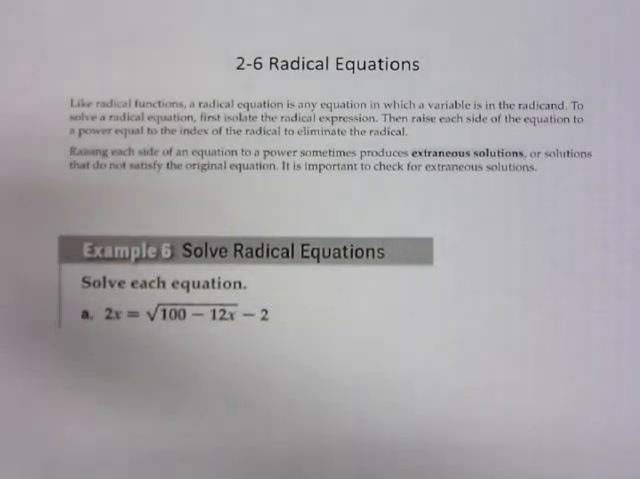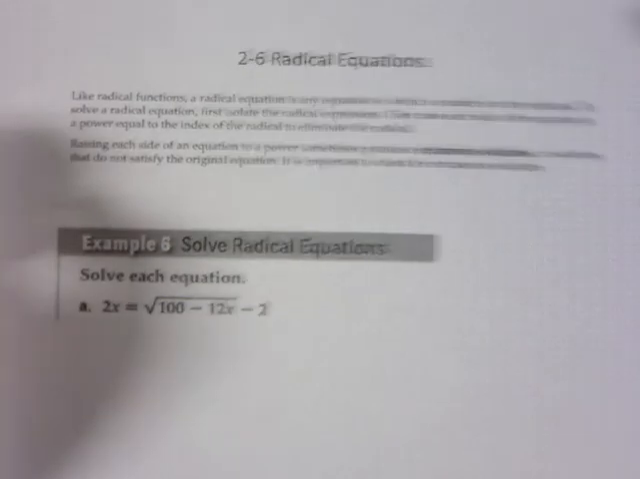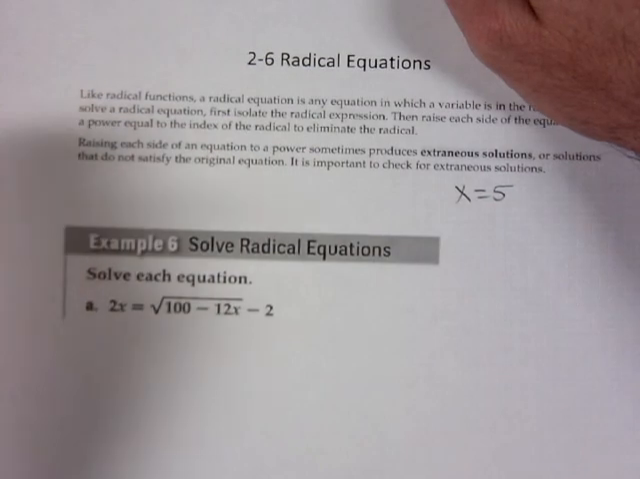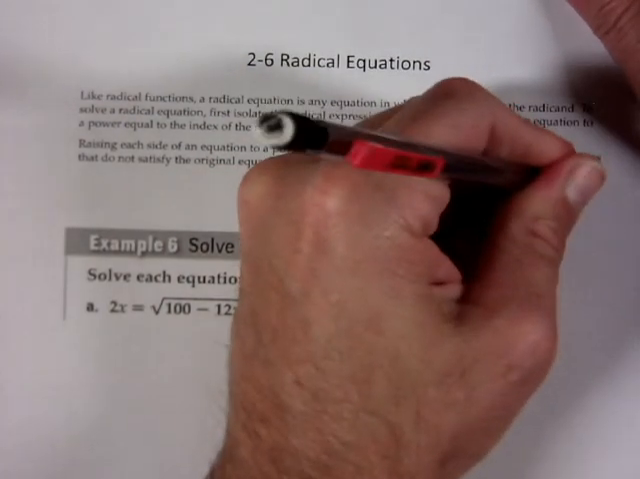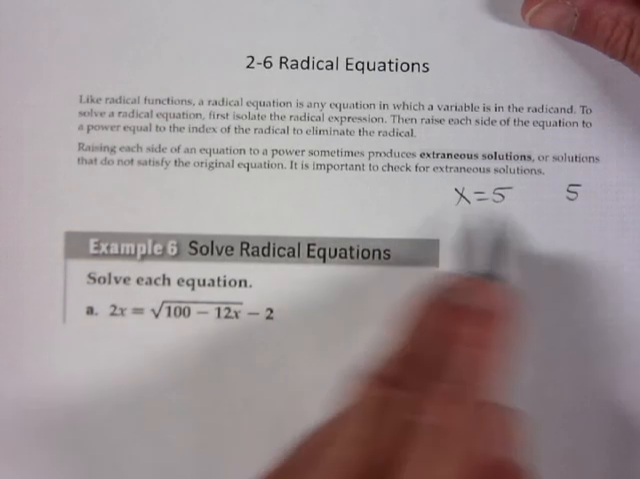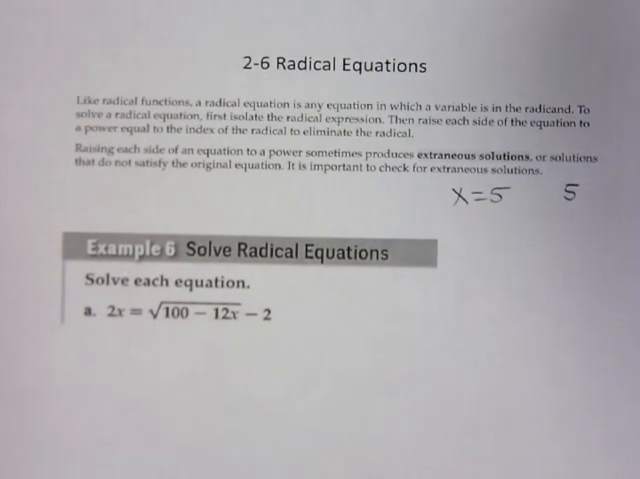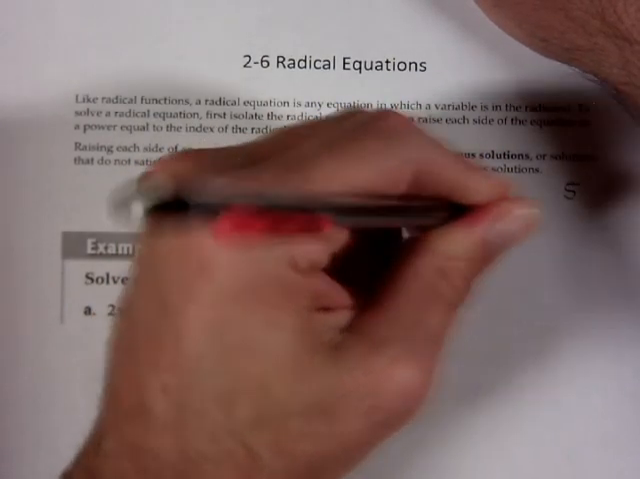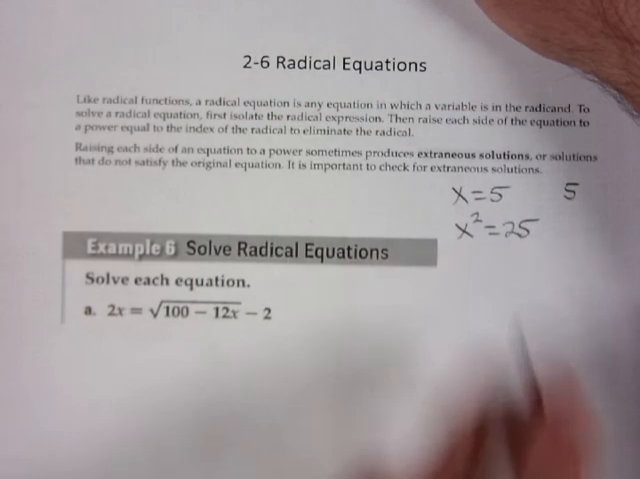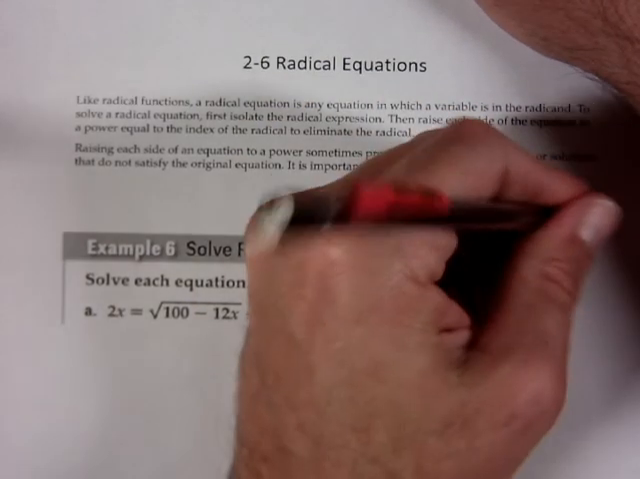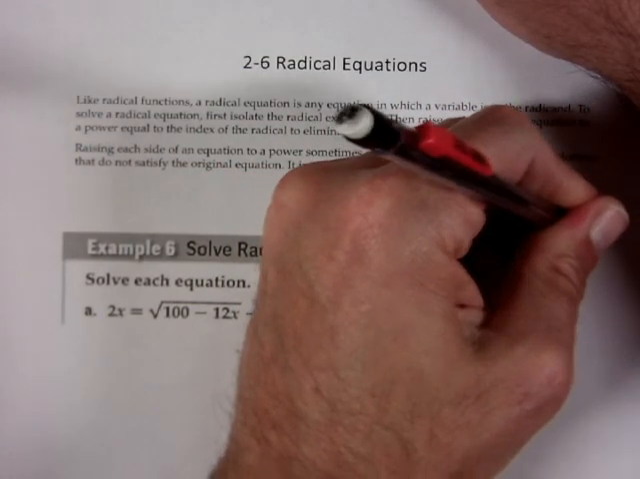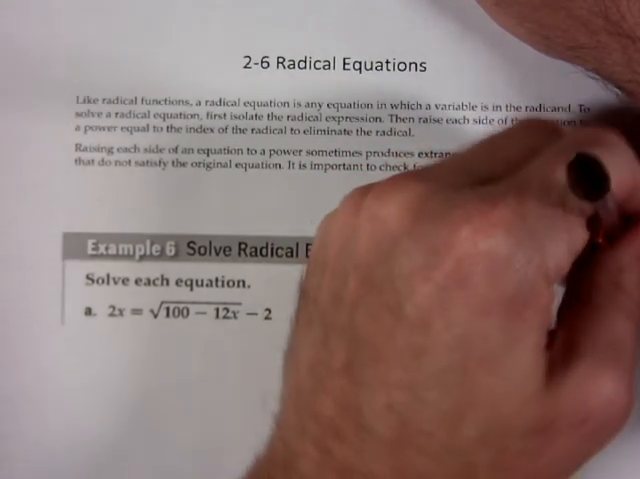All right, so what are extraneous solutions, and what's an easy way to show why they exist? Take, for example, this equation. X equals 5. So 5 is a solution to this equation. If I put 5 in there, it's equal on both sides. Now what happens if I were to square both sides of this equation? X squared equals 25. So when I square this, the solutions to this equation are 5 and negative 5.